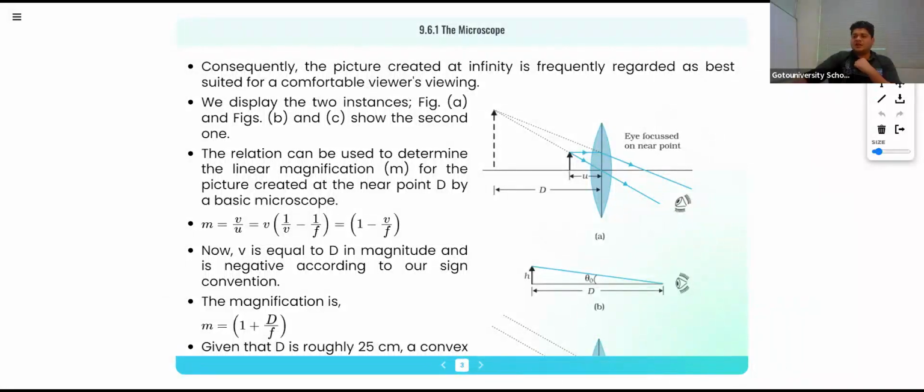It is a convergent lens. When an object is placed between the focus and the optical center of the convergent lens, a virtual, erect and magnified image is formed. Let's see.